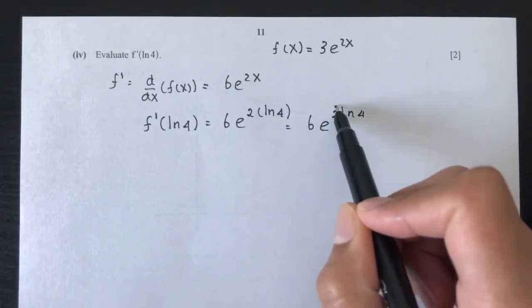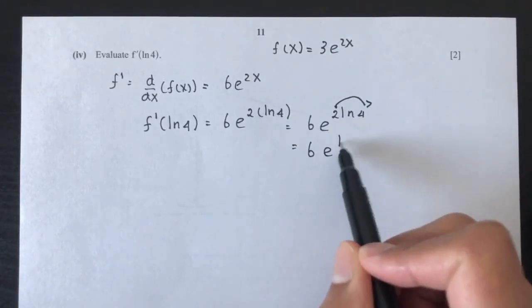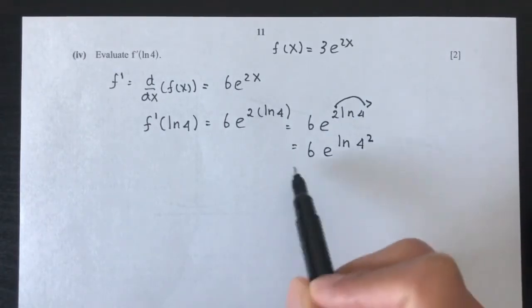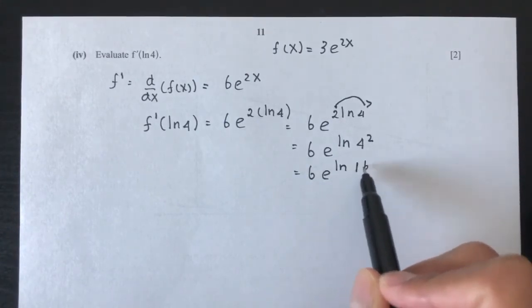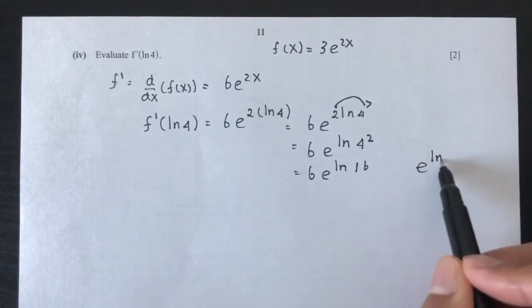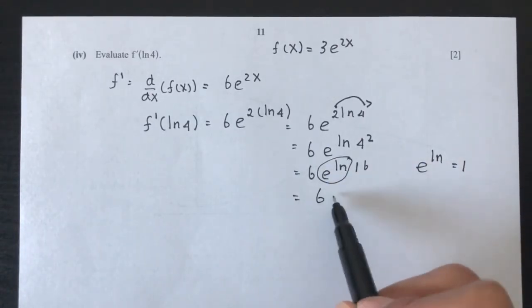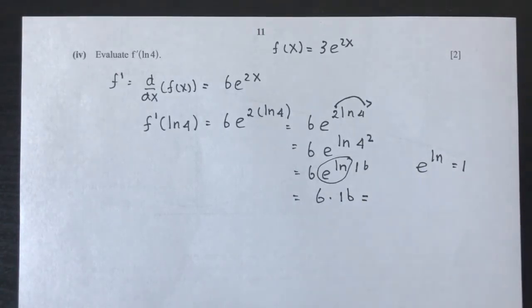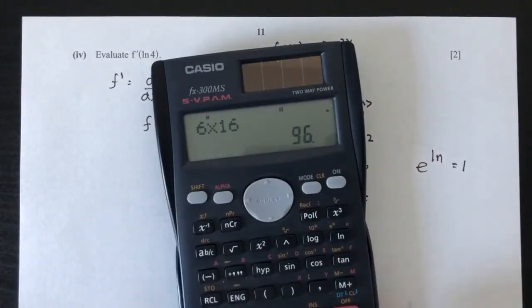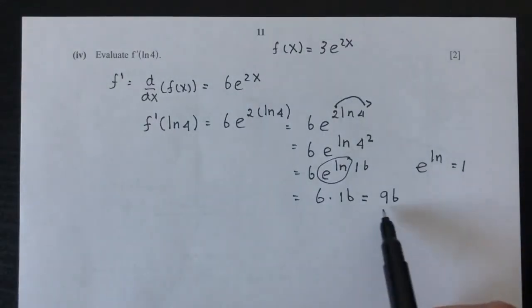So we have this, we can send this over here. You will have 6e^((ln 4) power 2). That should be 6e^(ln 16). Now e^(ln) is equal to 1. This becomes 1. So you will have 6 times 16. That will be your answer. 96. Okay, that will be your value that you're looking for.